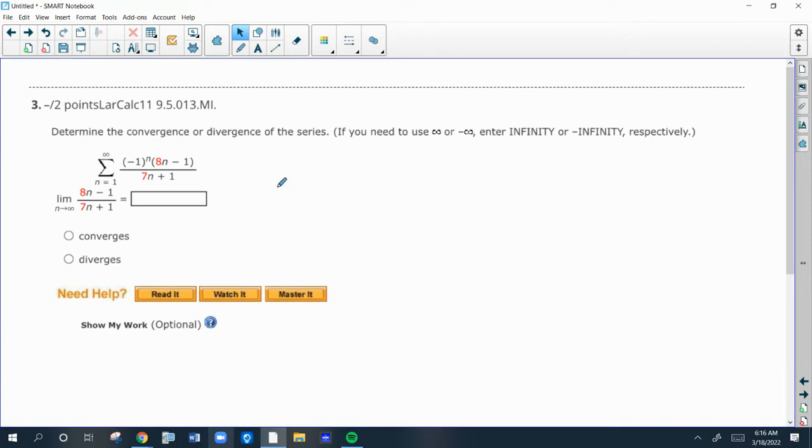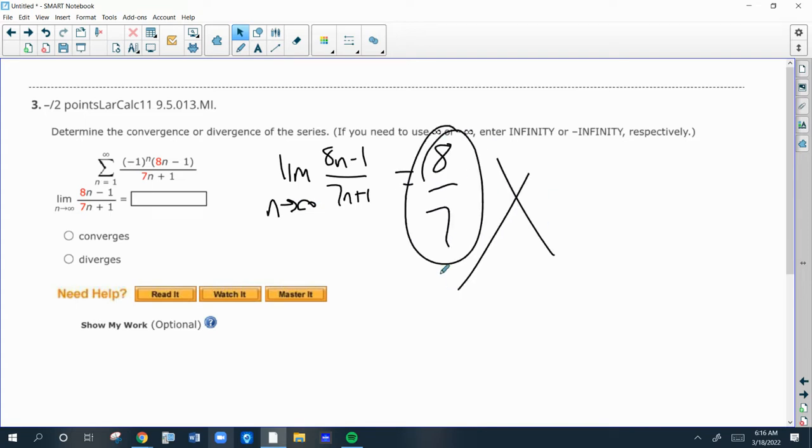Here we have the limit of a sub n is not 0. So if you think about what that means, it means the last term is 8 over 7, and it doesn't really matter that it's going plus minus plus minus. It's not adding 0 to the end. So you can kind of think, well, this is the nth term test. Since the last term is not 0, we really don't have to go any further. We know this diverges.